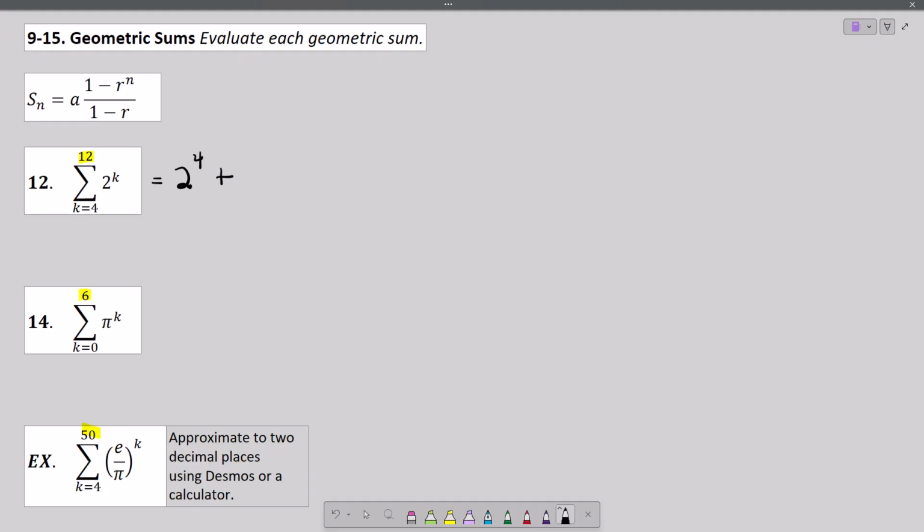And then the next term is going to be 2 to the 5. I'm just going to write these down. Normally I wouldn't write them all down, but we're counting here. So let's make sure we understand how to count. So those are all the terms. Everybody agree those are the terms? How many? 1, 2, 3, 4, 5, 6, 7, 8, 9.